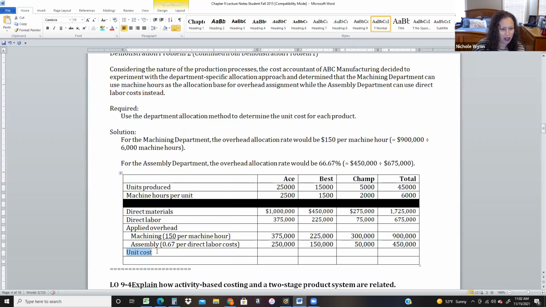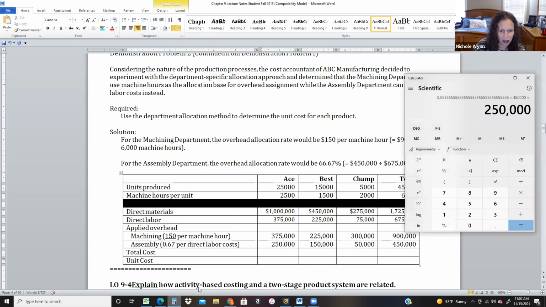I'm going to do this one as total cost and then unit cost so that I can do both. The other option, if you don't have the ability to draw that extra row, is to just cross it out, put total, and then write the unit cost underneath.